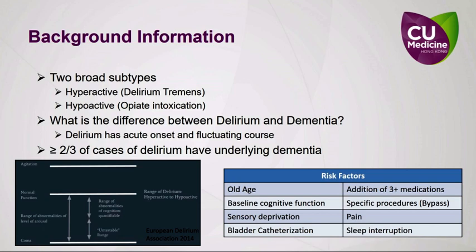Many risk factors for delirium are what you would expect, such as old age and multiple medications. Sensory deprivation includes items such as hearing or visual impairment, immobility, or malnutrition.